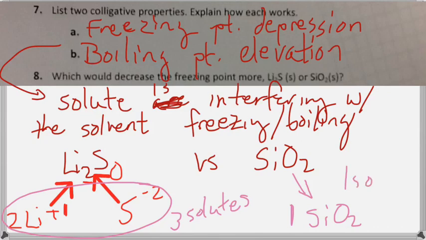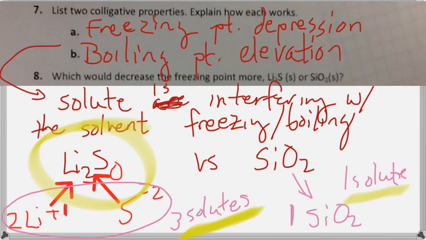Only 1 solute. Okay? So going back to question 8, which one of these is going to create more interference? The lithium sulphide, because you're getting 3 solutes versus the silicon dioxide where you only had 1 solute, or you're getting 3 times the interference in terms of freezing or boiling.